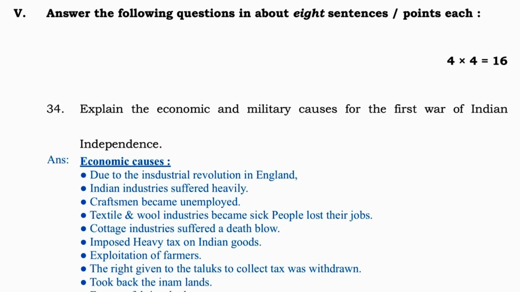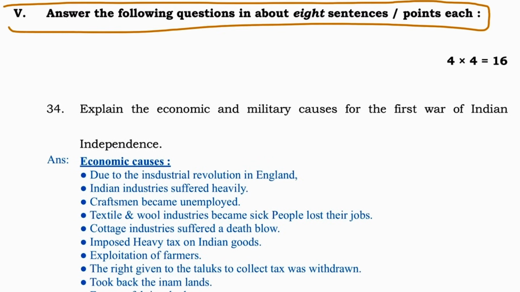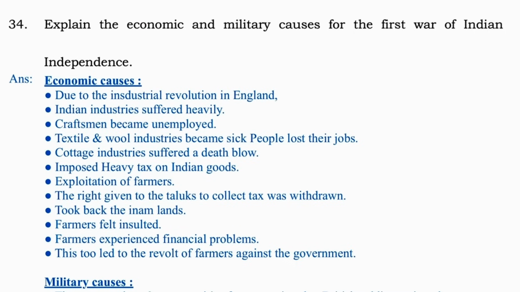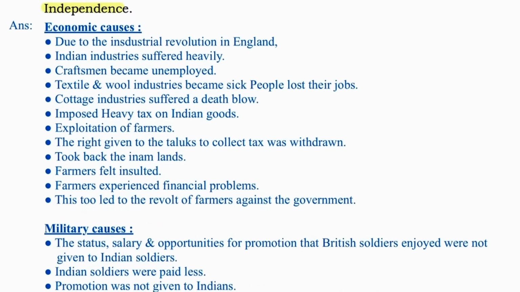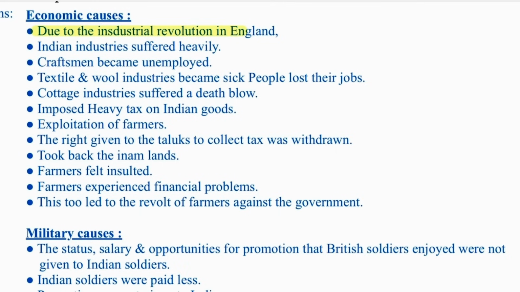Next, 5th section. Answer the following questions in about 8 sentences or points each. Question number 34. Explain the economic and military causes for the first war of Indian independence. The economic causes are: due to the Industrial Revolution in England, Indian industries suffered heavily. Craftsmen became unemployed. Textile and wood industries became sick. People lost their jobs. Cottage industries suffered a death blow.